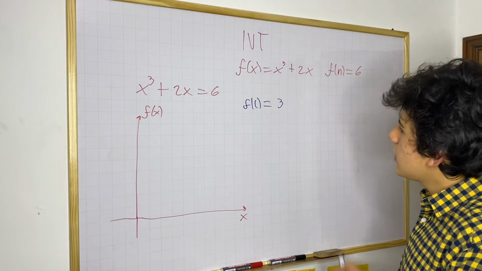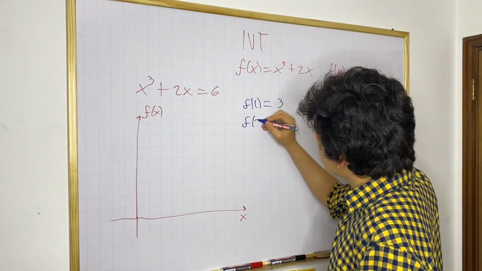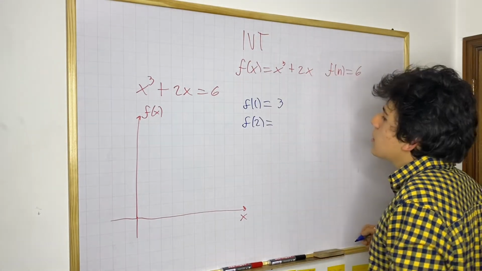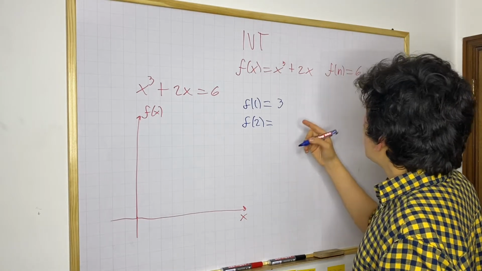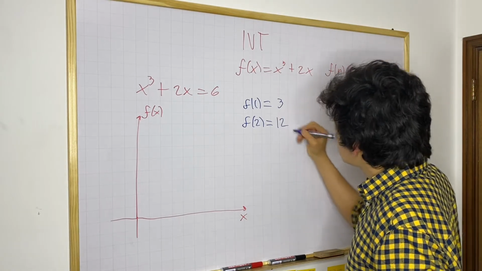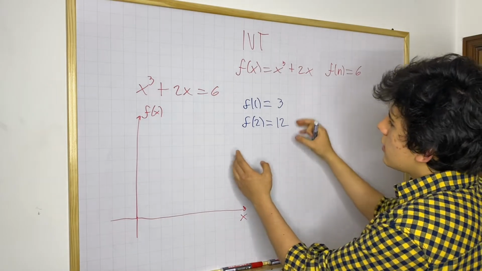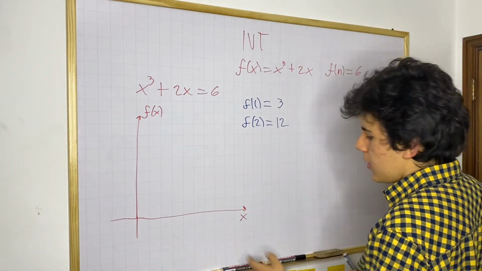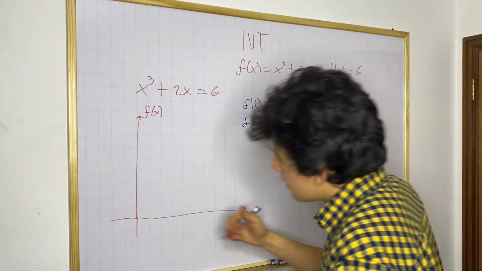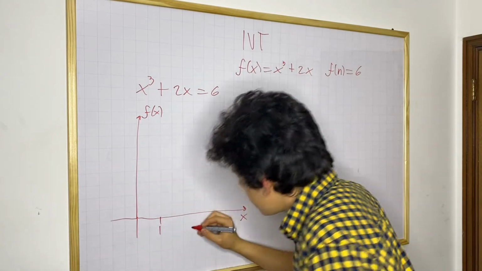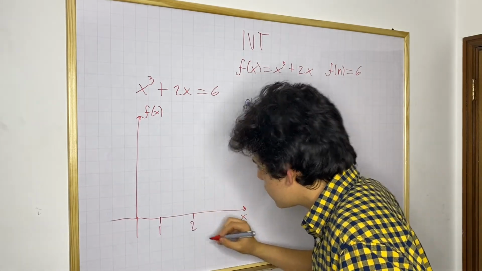Now let's define a second point. That's just going to be f of 2. And that should be equal to 8 plus 4, which is 12. Now in this case, we have 2 points that we can plot here. So I'm going to say that we've got 1 here, and over here, we've got 2.